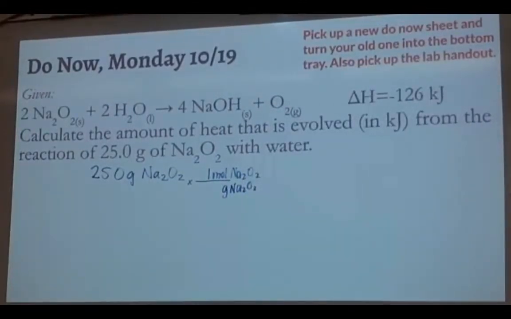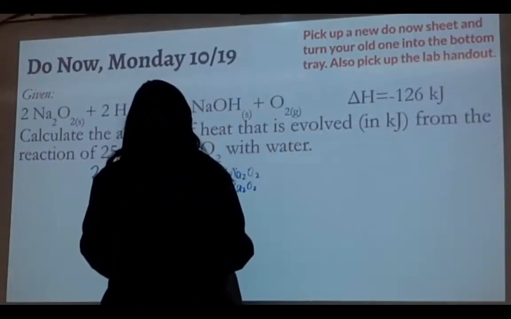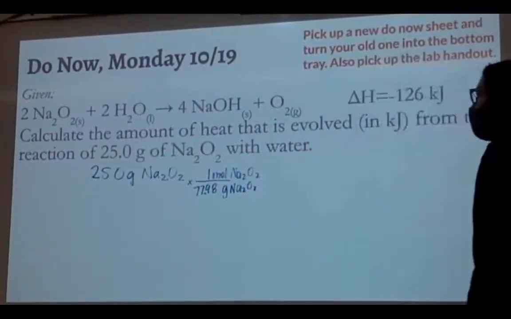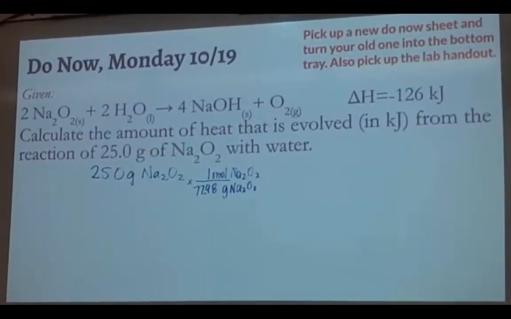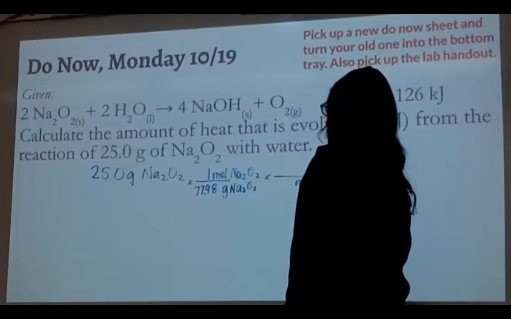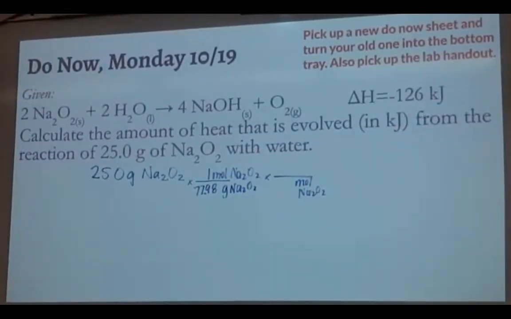So 2 Nas plus 2 O's. Molar mass of Na2O2 is 77.98 grams for 1 mole. So my given information is now in moles. Now that my given information is in moles, just like I were doing a stoichiometry problem, in stoic, to go to something else, we use the mole ratio.